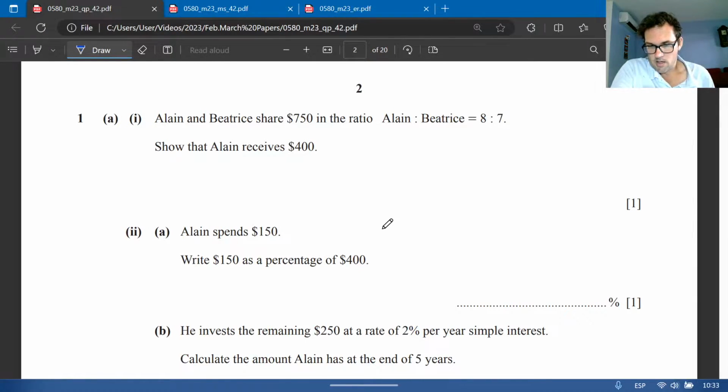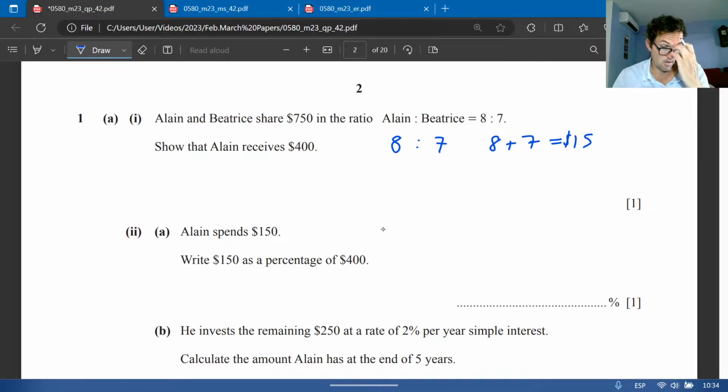Elaine and Beatrice share $750 in the ratio 8:7. Show that Elaine receives $400. Oh, it's actually giving us the answer. So let's see. If Elaine gets $8, Beatrice will get $7, right? And we add that together. That means we're only sharing $15, whereas we actually have $750 to share.